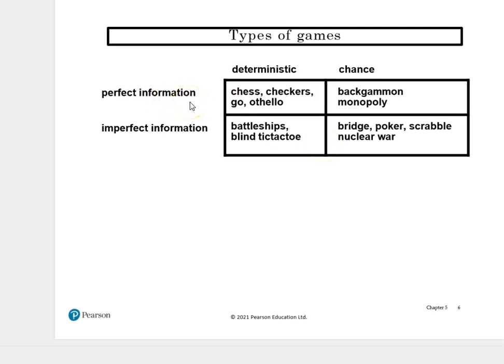have perfect information, but there is an element of uncertainty in it, like Monopoly, for example, where you use dice. Or you have imperfect information, but there's no randomness, it's deterministic, like battleships, because in that case you don't really see what your opponent has. Or imperfect information and randomness, like poker or Scrabble.